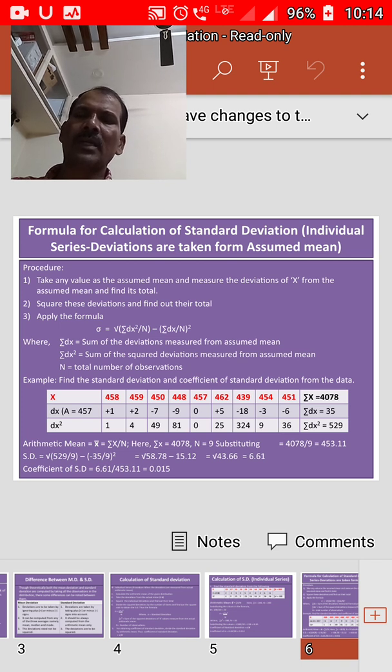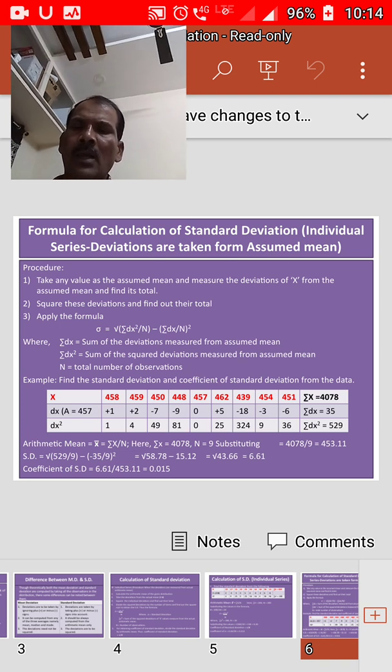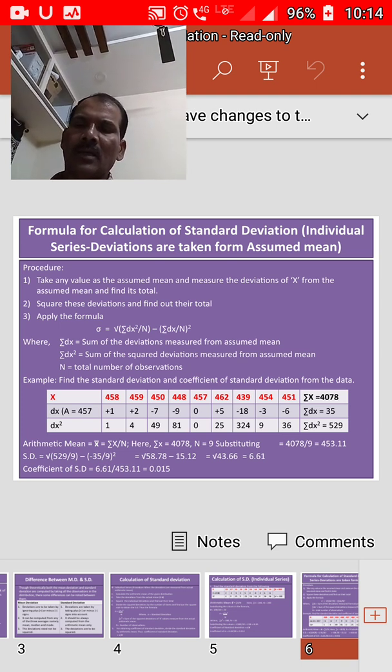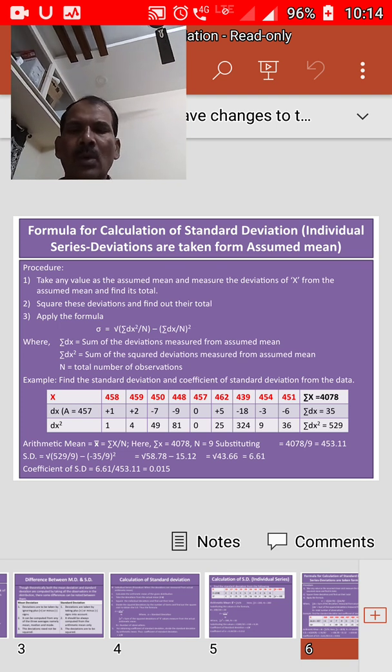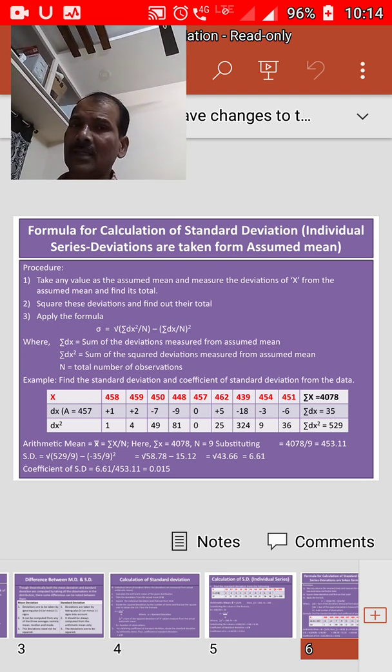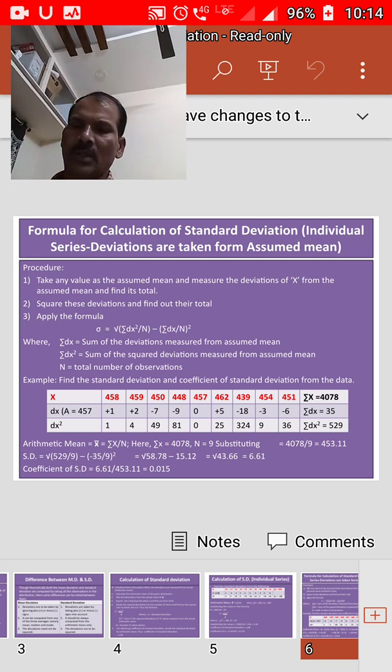Coefficient of standard deviation is equal to small sigma by x bar. Small sigma is nothing but the standard deviation, and the value we got is 6.61. So 6.61 by the x bar value of 453.11 is equal to 0.015, which is very low. Hence the coefficient of standard deviation is very low, and the distribution is highly consistent. And it represents the given distribution, right?